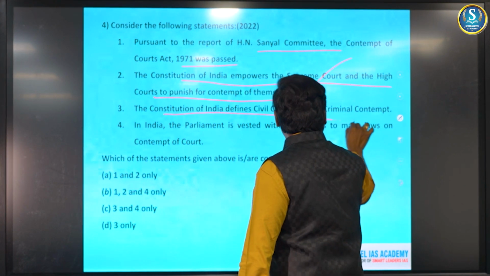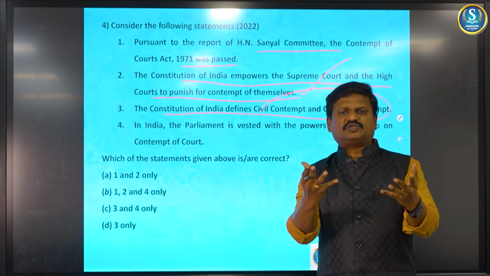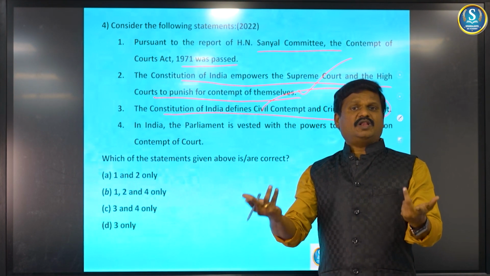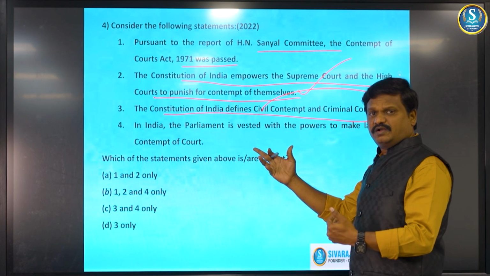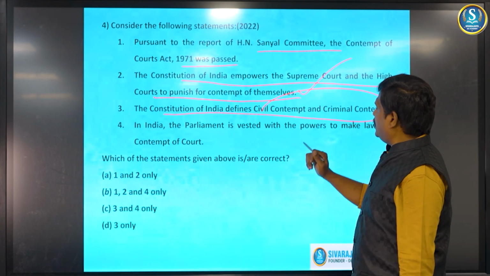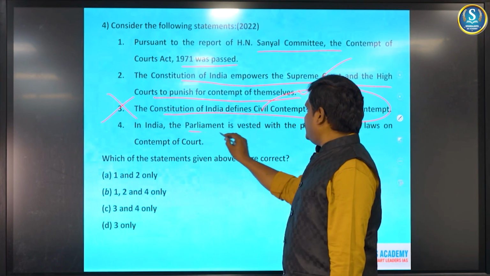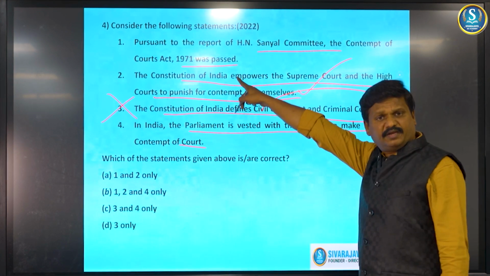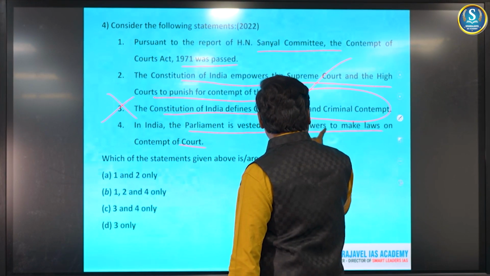The Constitution defines civil contempt and criminal contempt. If the Constitution has defined this, why should there be a law? Tell me. If there is a definition in the Constitution, there is no need for a law at all. Since there is no definition in the Constitution of what is civil or criminal contempt, you have to make a law. So the Constitution did not define, the law only defines. Parliament is vested with the power to make law. That is why the Contempt of Court Act was made in 1971 by the Parliament.